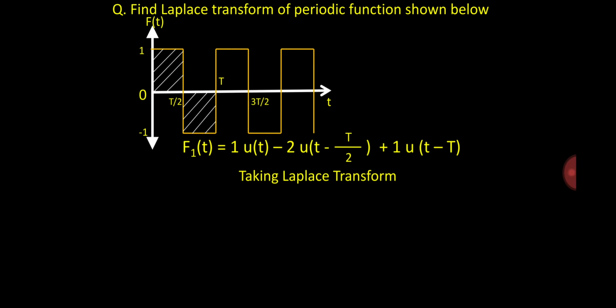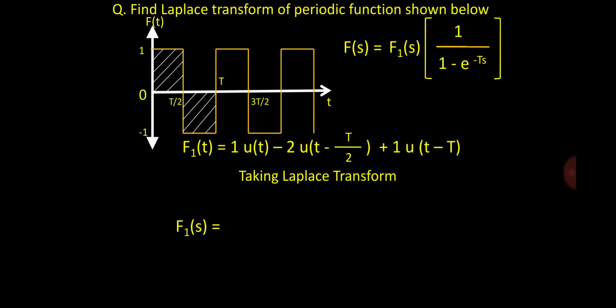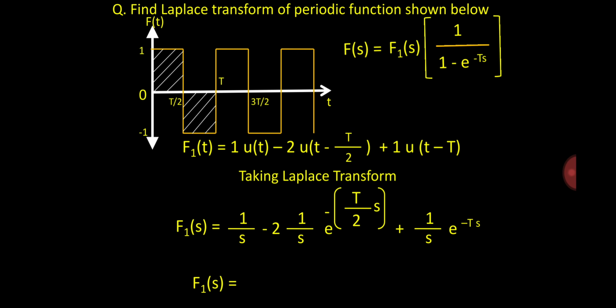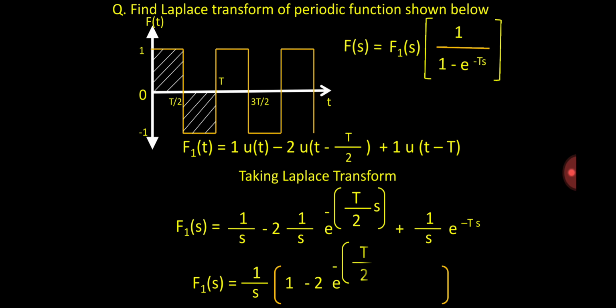Now we will take its Laplace transformation. Laplace of F1(t) is F1(s). The Laplace transformation of unit step function u(t) is 1 by s. Then minus 2 as it is. Again we have a unit step function, so the Laplace transform is 1 by s, but it has been delayed by T by 2, that's why e to the power minus T by 2 s. Then again plus 1, and the Laplace transformation of the unit step is 1 by s, delayed by T, so e to the power minus Ts. So we obtain F1(s) from F1(t). Now if we take 1 by s common, in the bracket we will have 1 minus 2 e to the power minus T by 2 s plus e to the power minus Ts.